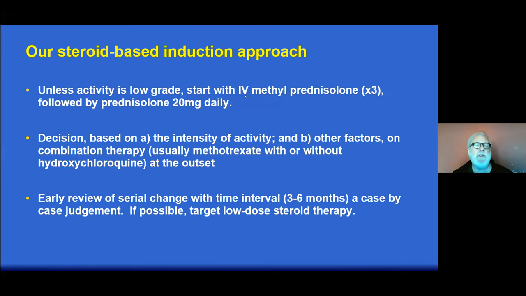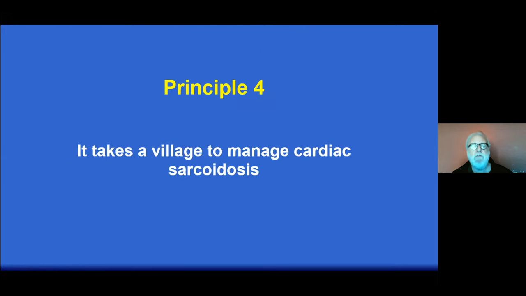So we have a steroid-based induction approach. And by giving a high dose in a short time, we can get the dose down very quickly. It's not yet civilized, but it's moving rapidly in that direction. And you're deciding at the start that if it's unlikely that steroid alone at a low dose ultimately will take control, you are better to add a second line agent at the start. But basically what you then do downstream depends upon what is happening with monitoring. Now, I'm almost finished, but I warn you the next slide is a bit of a cracker. So principle four, it takes a village to manage cardiac sarcoidosis.